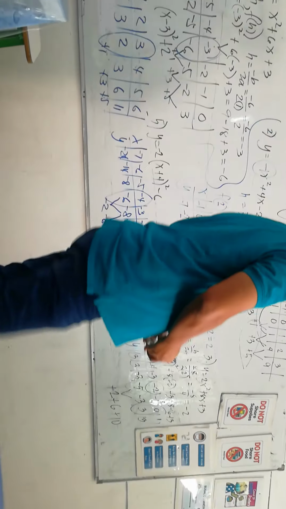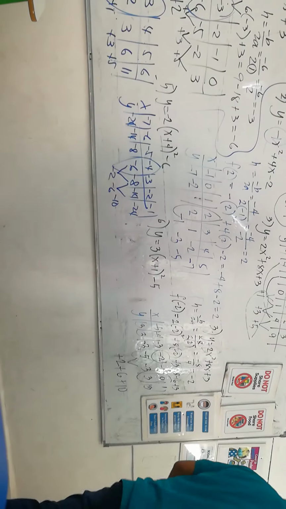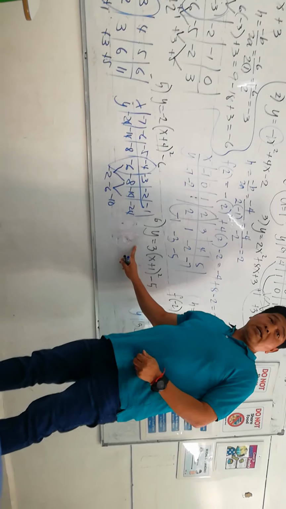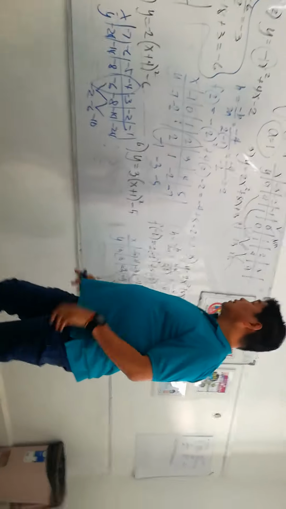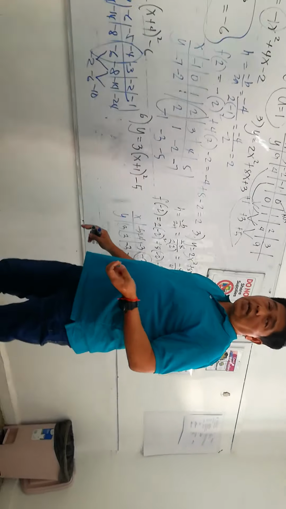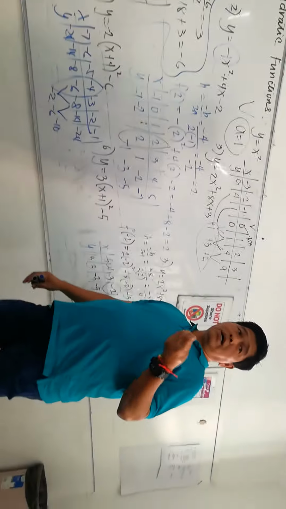Okay, and then for number 6, you do that also. Instead of adding 2, we start with adding 3. Then adding 3 times 3, 9. So add 3, add 9, and then add 15.